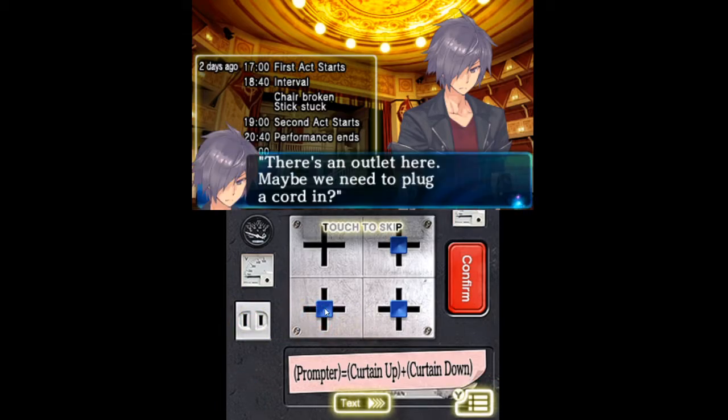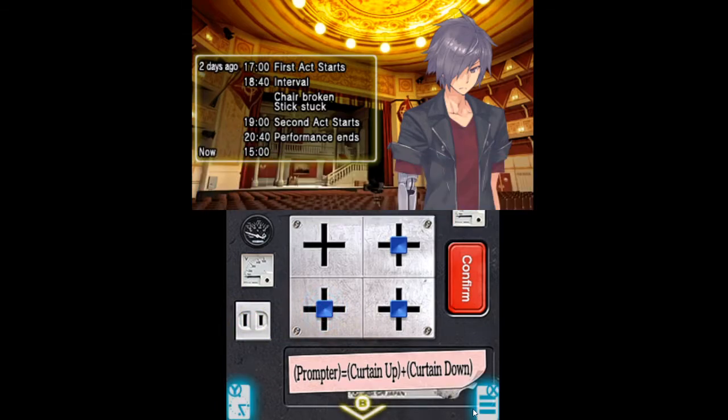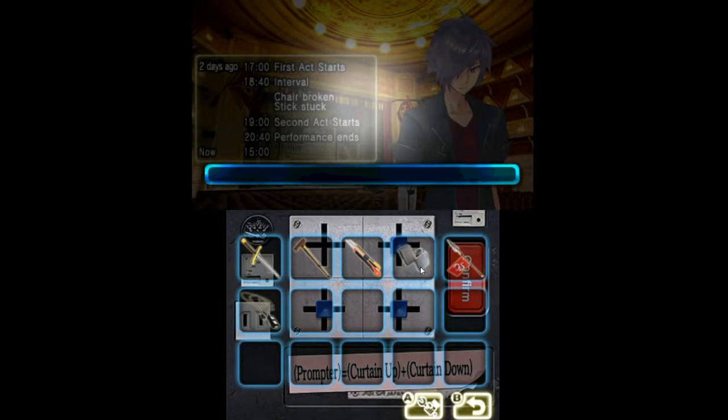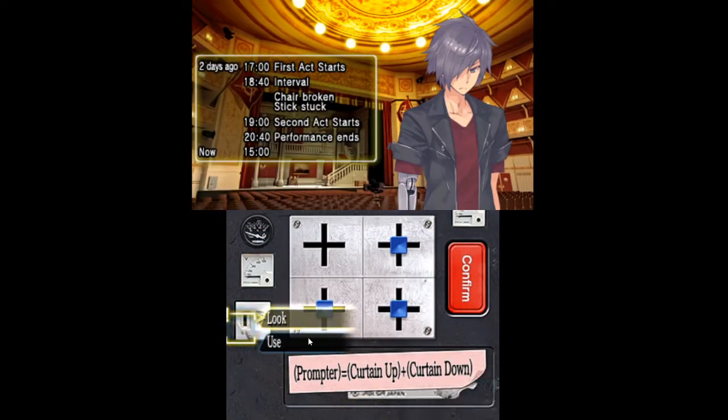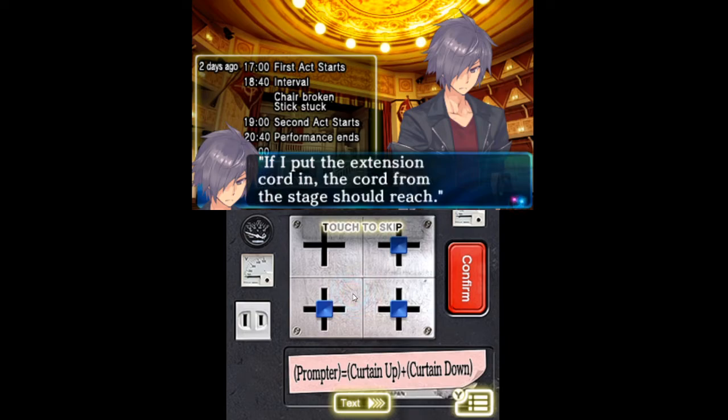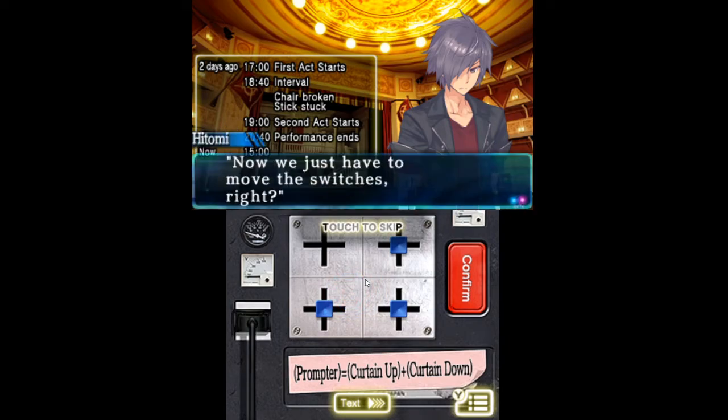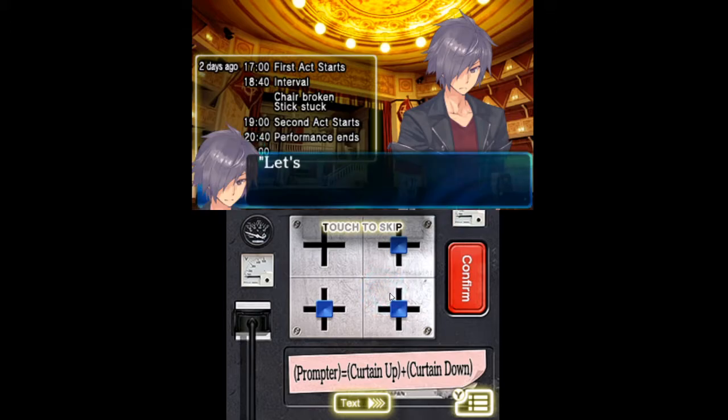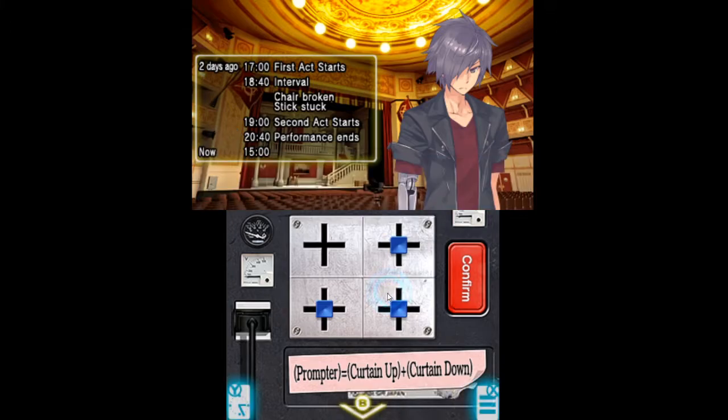There's an outlet here. Maybe we need to plug a cord in. If I put the extension cord in, the cord from the stage should reach. Now we just have to move the switches, right? Let's try. Hopefully it works and the prompter comes up.